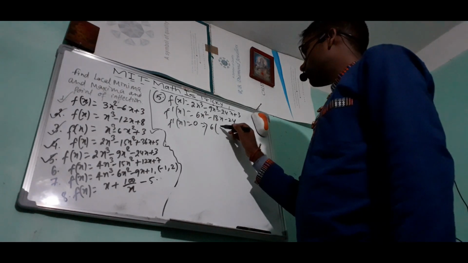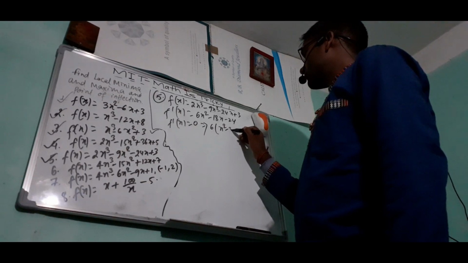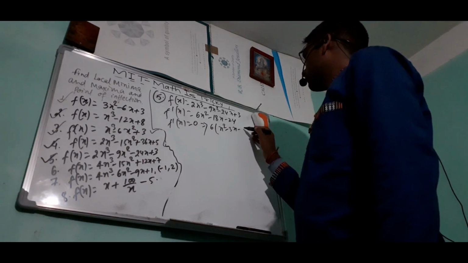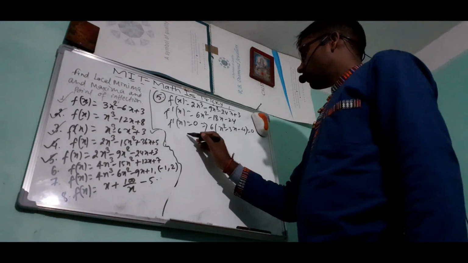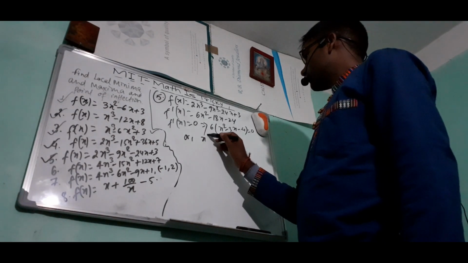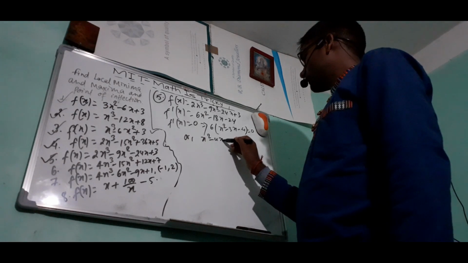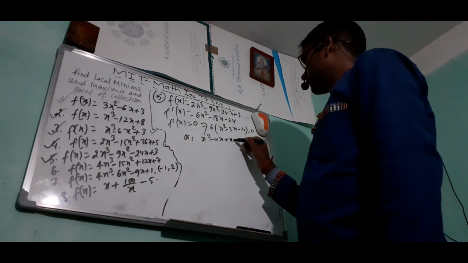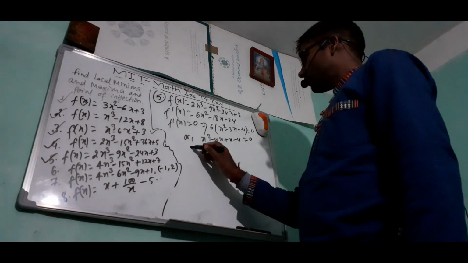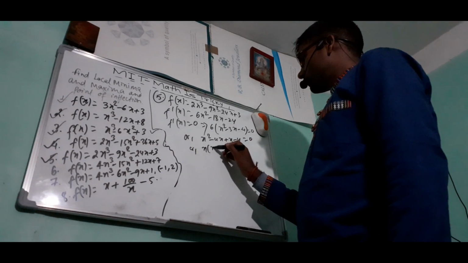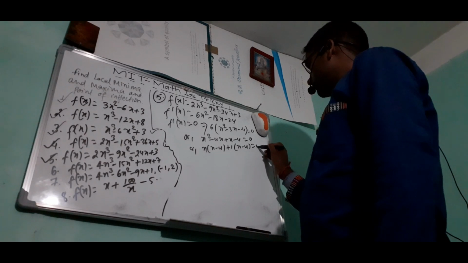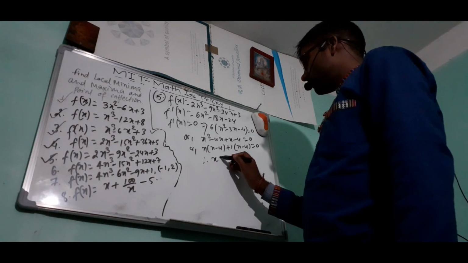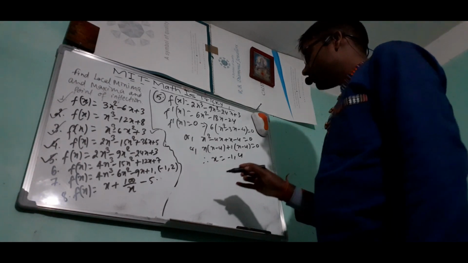6 is common, so x squared minus 3x minus 4 equals 0, or we can write x squared minus 4x plus x minus 4 equals 0, or x is common, so x(x minus 4) plus 1(x minus 4) equals 0. Therefore we get x equals minus 1 and 4.